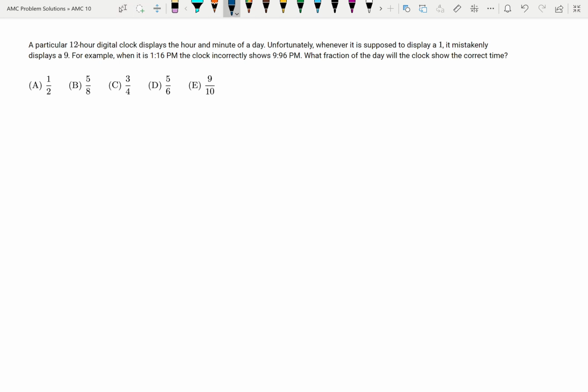So first I want to focus on the fraction of the day it's going to show the incorrect time, and then from there see if we can work out the fraction of the day it's going to show the correct time. So we can break this down into two cases. In case 1, the hour of that digital clock could be a 2, 3, 4, 5, 6, 7, 8, or 9.